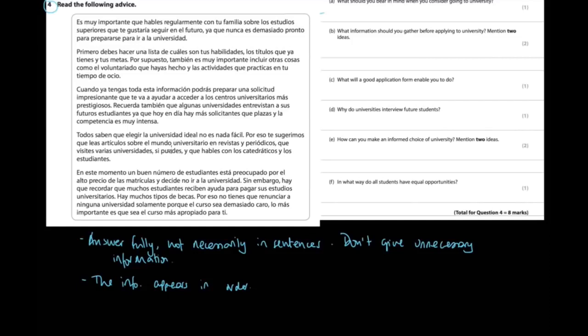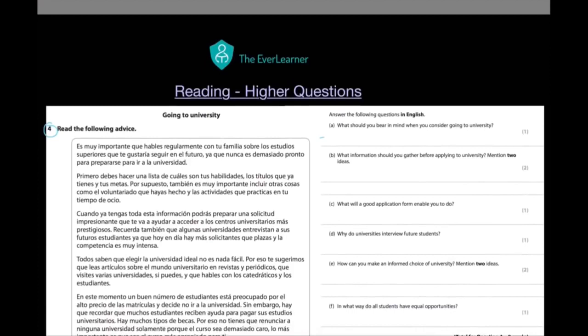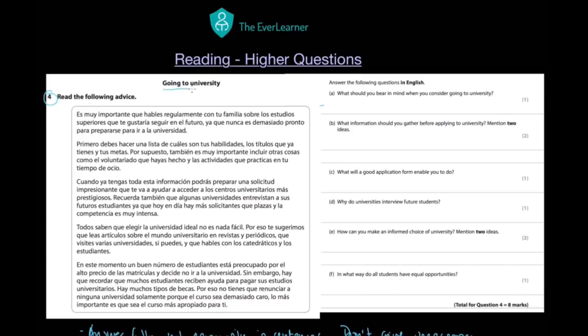So we are going to start by looking at what type of question it is, what information they are giving us, and what information they want. So let's look at the text. The text is called Going to University, so that's what it's going to be about: studies, university, and so on. And if I read this bit, which some people might forget to, because you read the title and then go for the text. No, have a look. Sometimes it contains important information.